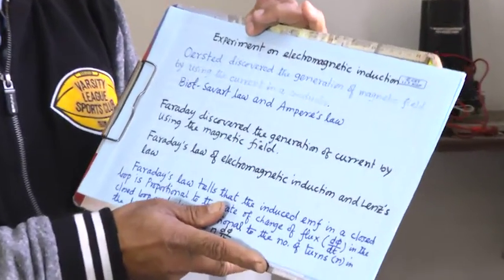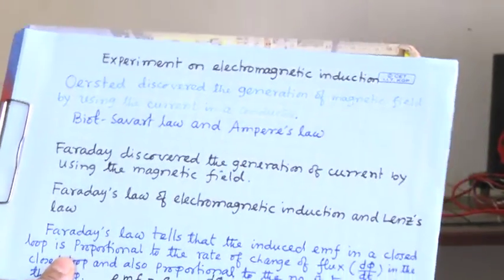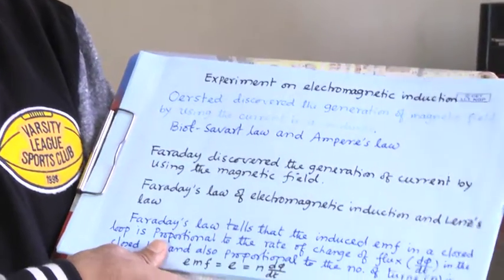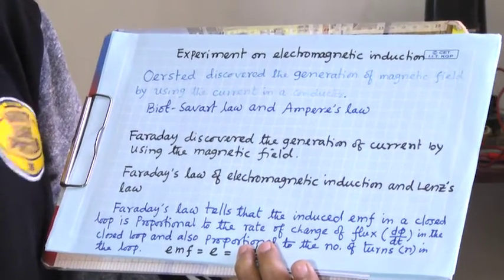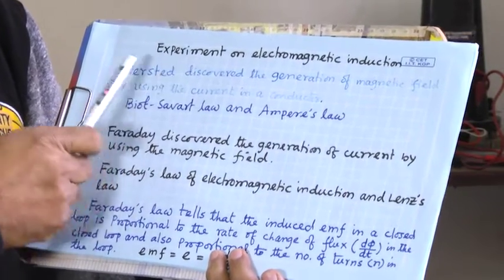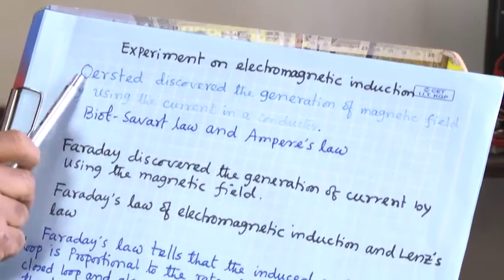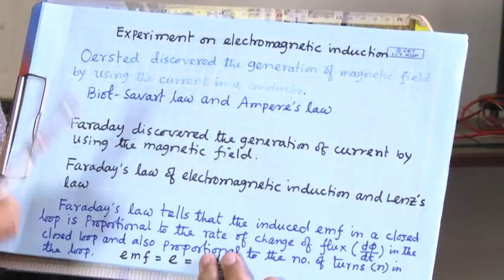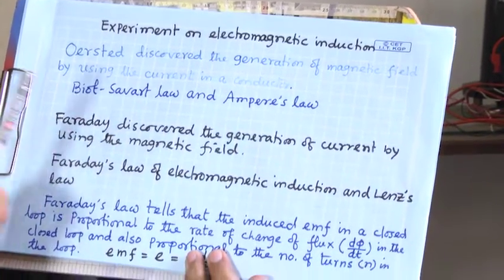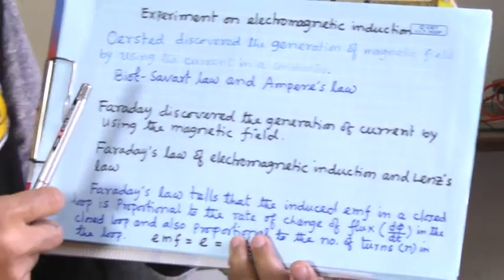So, today we will discuss the experiment on electromagnetic induction. Basically, Ørsted discovered the generation of a magnetic field by using the current in a conductor, right. That was the first discovery of Ørsted, that a magnetic field can be generated when current flows in a conductor.